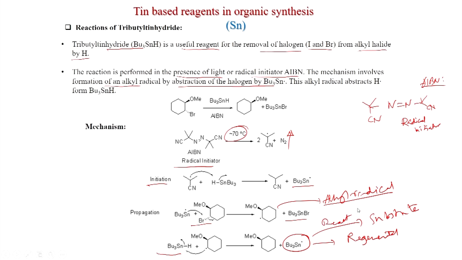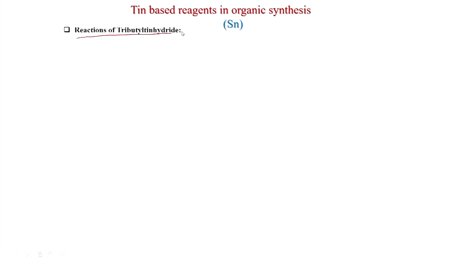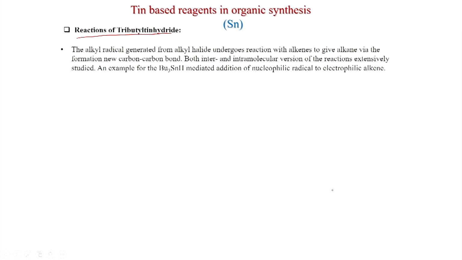So, this method is very useful for dehalogenation of alkyl chlorides, bromides, iodides, etc. In the reactions of tributyltin hydride, the alkyl radical generated from alkyl halide undergoes reaction with alkenes to give alkane via the formation of a new carbon-carbon bond. Both inter and intramolecular versions of the reactions are extensively studied. An example is the tributyltin mediated addition of a nucleophilic radical to an electrophilic alkene.